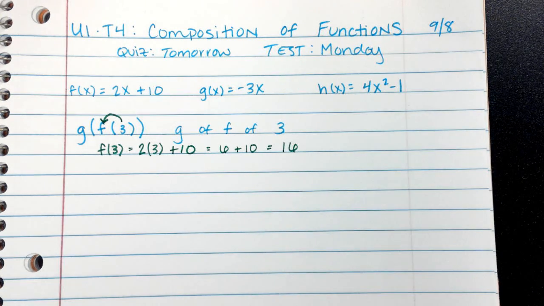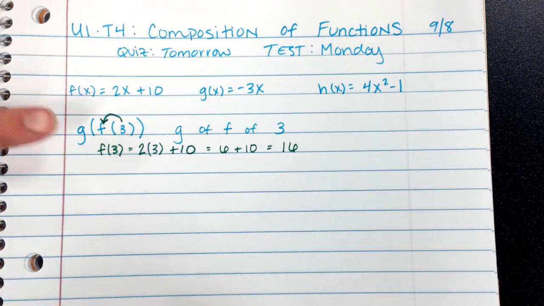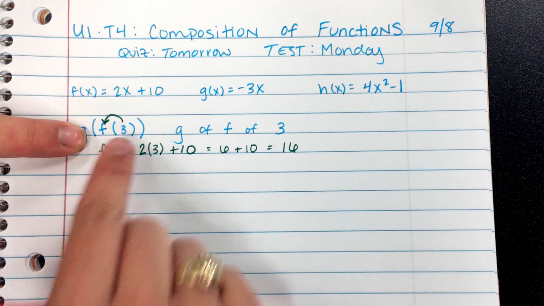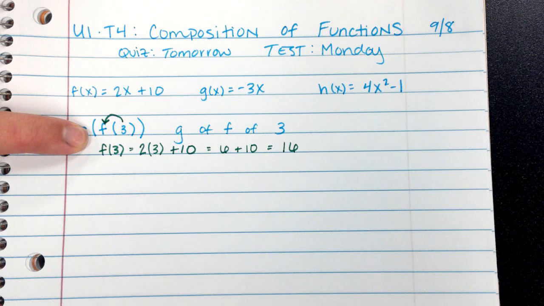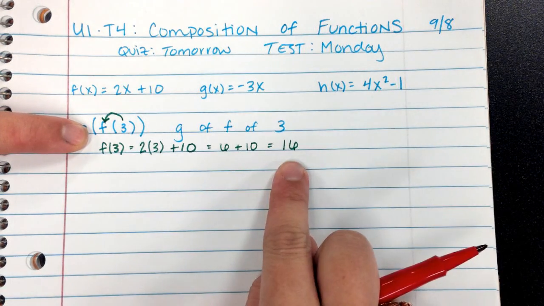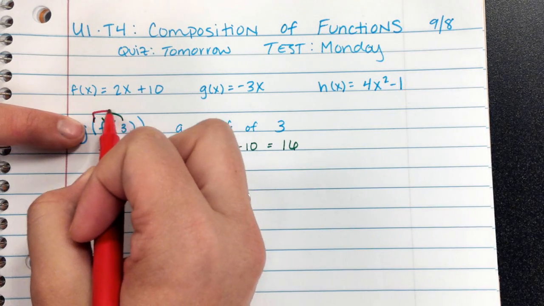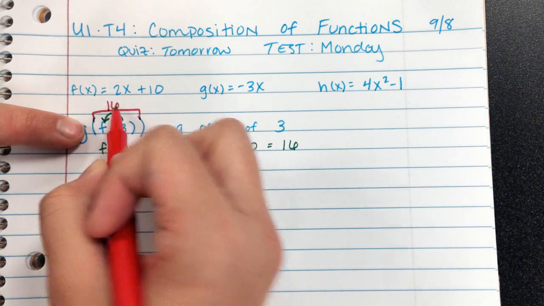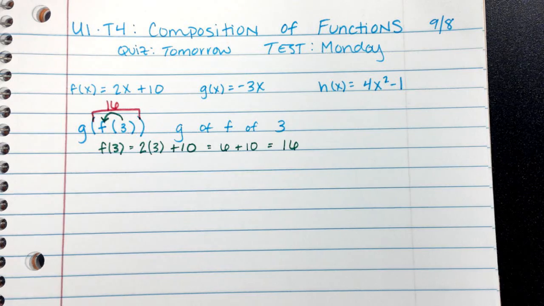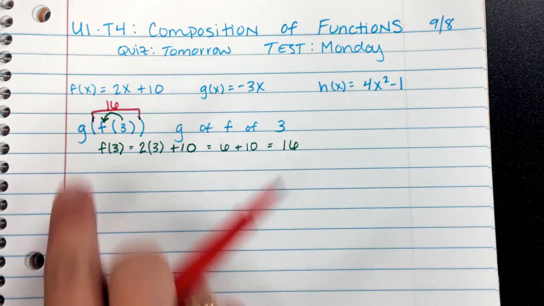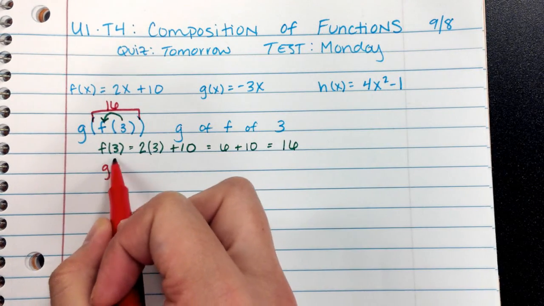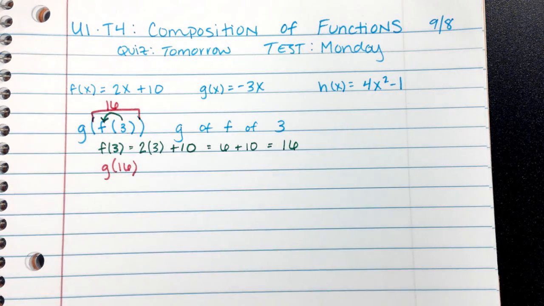Any questions so far? That's what we did yesterday all day, right? Put a number into a function. Okay? Now watch what I'm going to do. If I ask you what does f of 3 equal, what could you tell me? What does f of 3 equal? 16. So this right here is 16. So now my problem says g of 16.